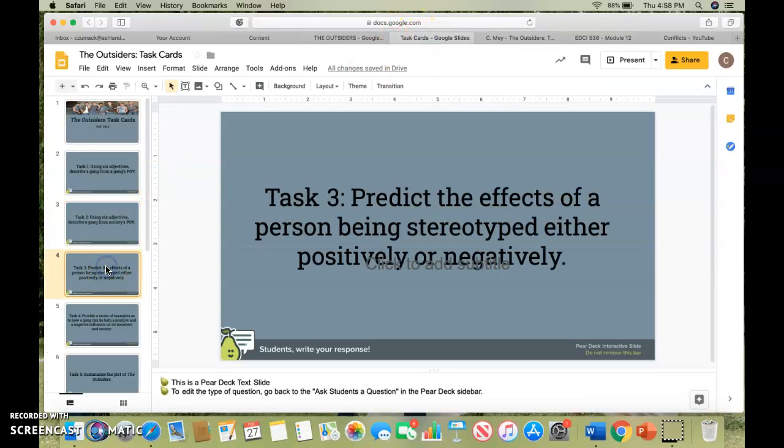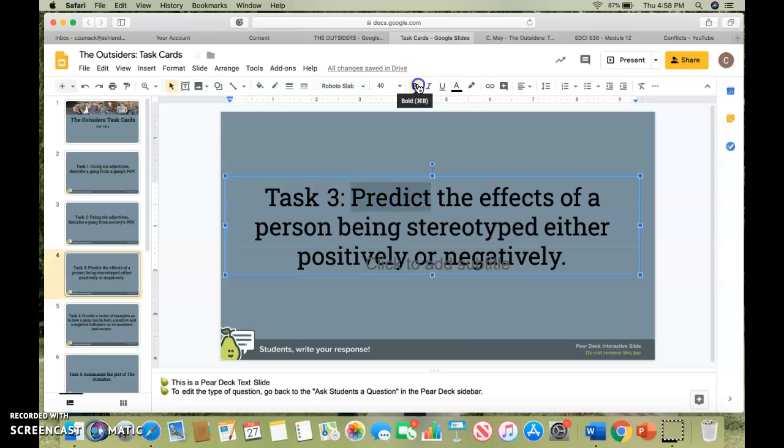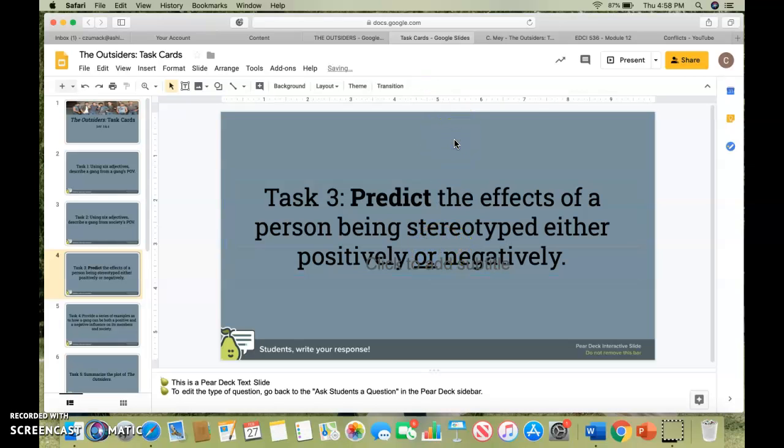Task card number 3. Predict the effects of a person being stereotyped either positively or negatively. Okay, so keyword here: predict. I should definitely underline that. And you can do either positive or negative, so just pick either side. Like I said, we'll get rid of this. Positive or negative, so just pick the positive side. What are the effects of that, of being stereotyped, or the negative effects.